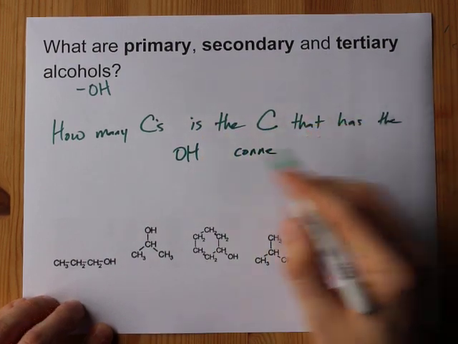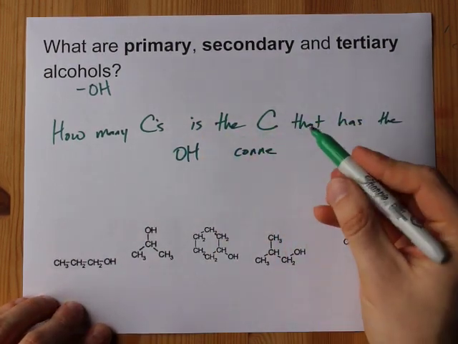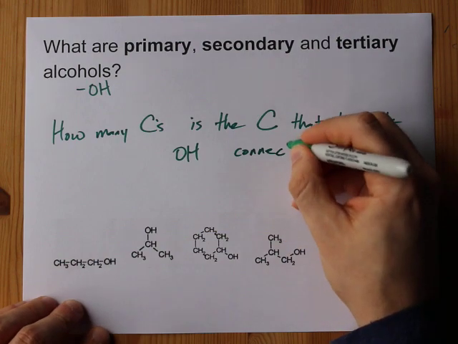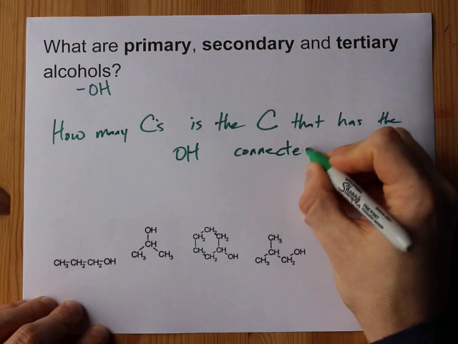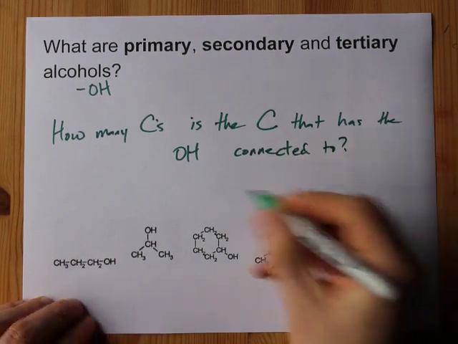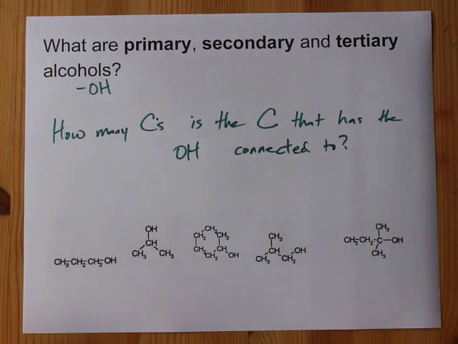So you have to find the OH, then look at the C that's connected to that OH. And the question is, how many C's is that one connected to in the first place? Let's do this with some examples, shall we?